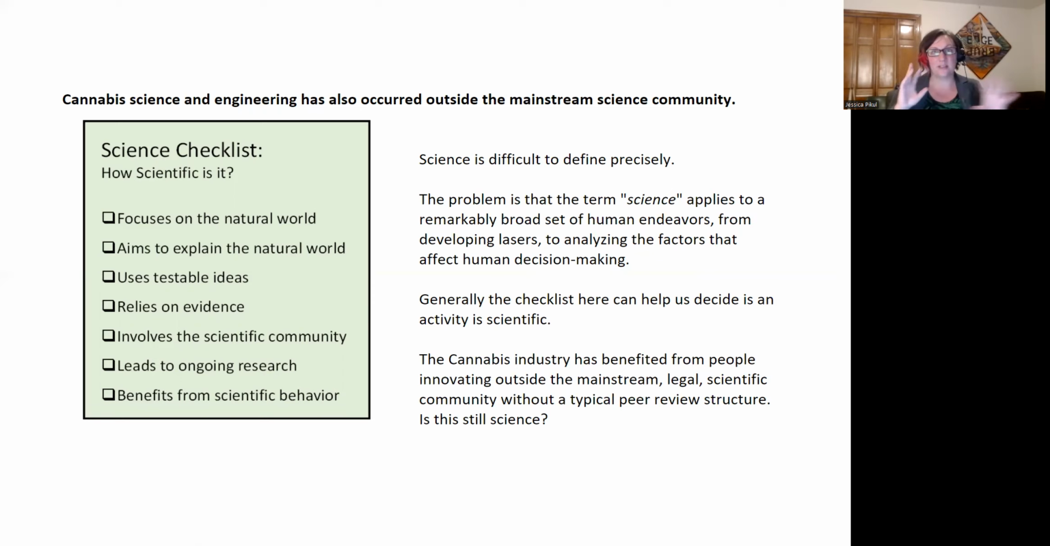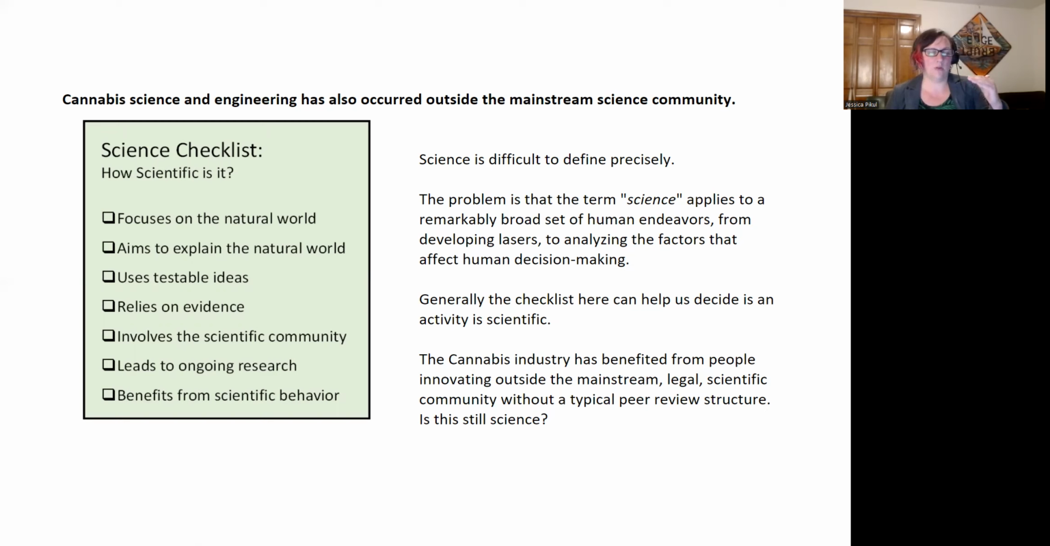And it looks really different depending on different fields. It can be anything from something concrete, like a laser and the development of that, to something a little bit less like you can't hold it, like thinking about human decision making. And so there's this checklist that was developed by a great group looking at science communication research, and it has these points to go through to say, is something or an endeavor scientific, or how scientific is it?